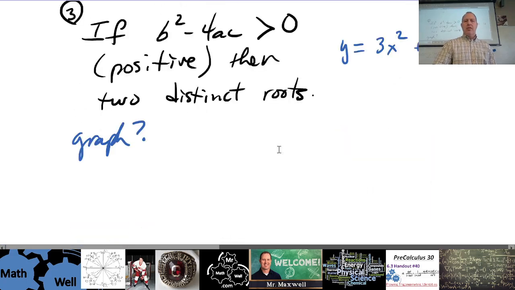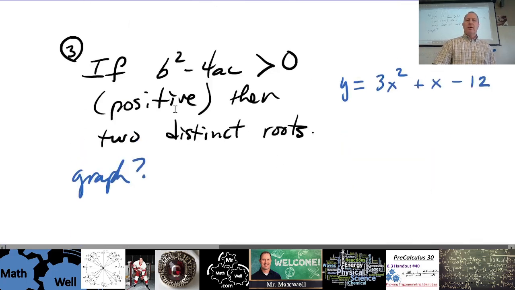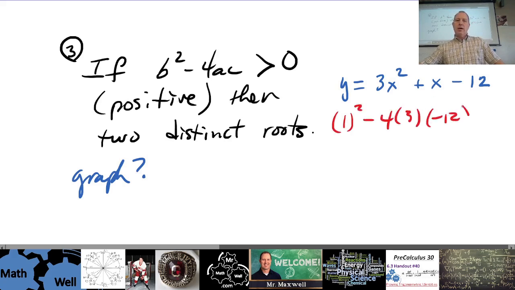All right, let's see a third case here. What happens if the discriminant, b squared minus 4ac, is greater than 0? And that would be the case over here. Let's just see. So b is 1, that's squared, minus 4 times 3 times negative 12. Now you might think, oh, 1 minus this big number. Well, got to be careful. This is actually subtracting a negative, right? So that's actually plus 144. So this is equal to 145.